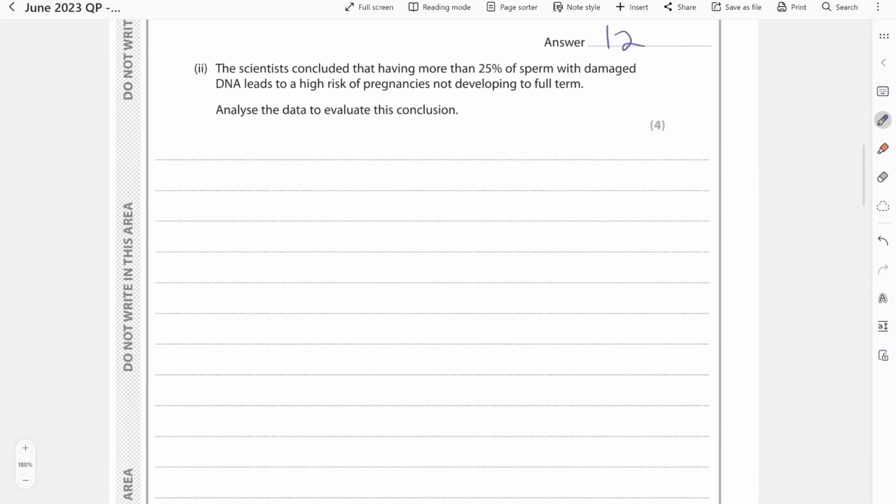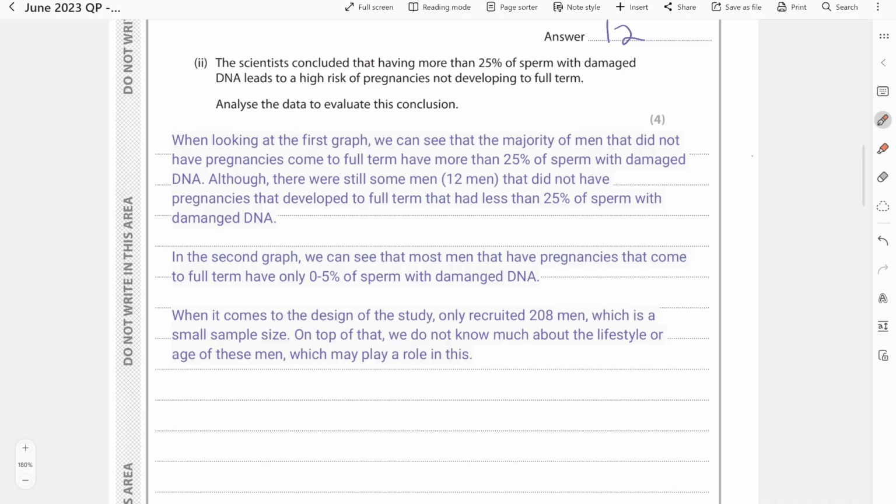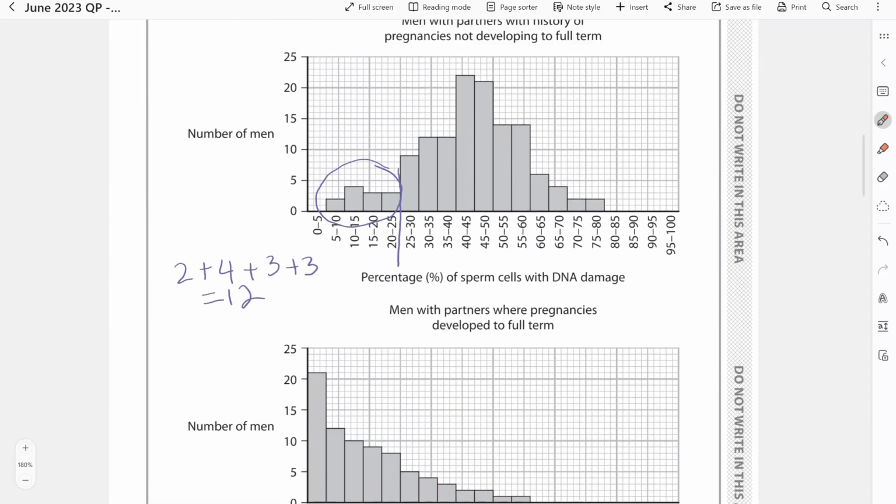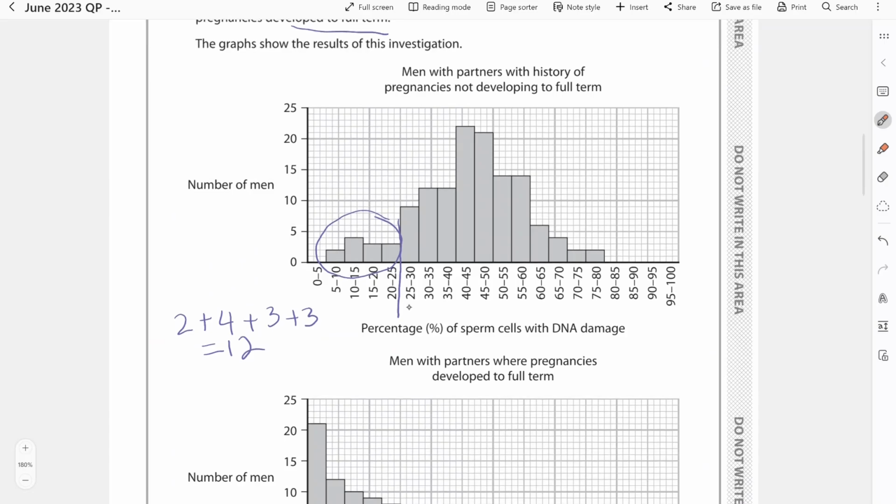The scientists concluded that having more than 25% of sperm with damaged DNA leads to a high risk of pregnancies not developing to full term. Analyze the data to evaluate this conclusion. So whenever it comes to this kind of question, we have to look at the evidence that supports this statement and evidence that goes against. So if we look at this graph, the first one shows you that most men have more than 25% of sperm cells with damaged DNA that do not have pregnancies coming to full term.